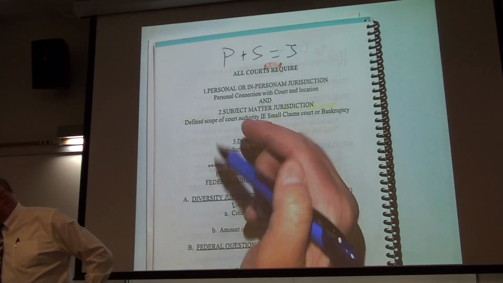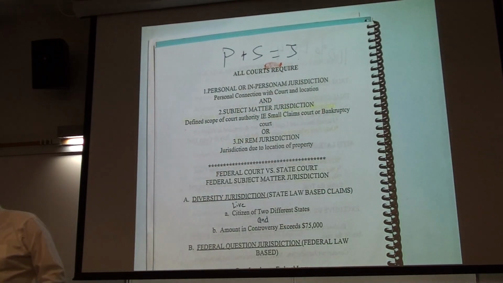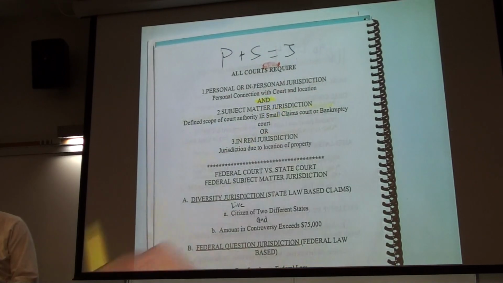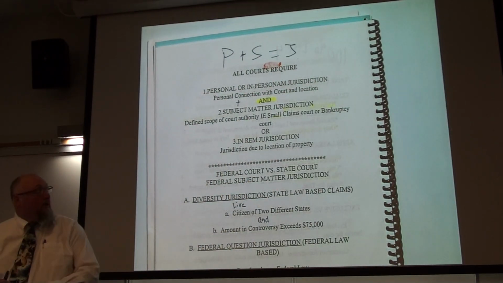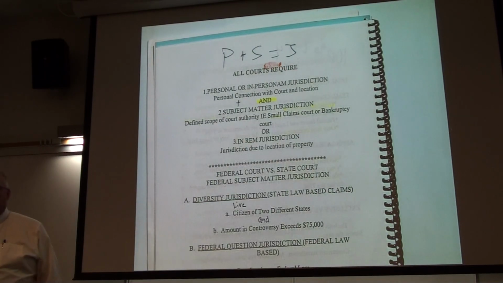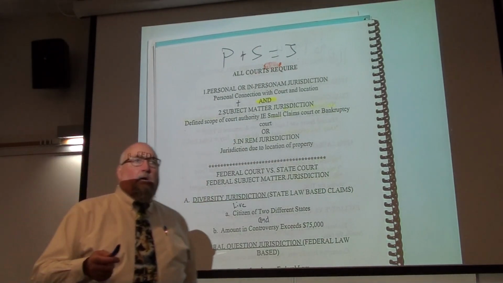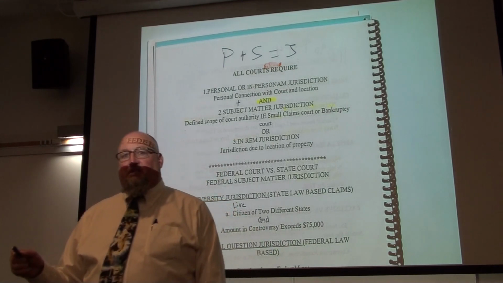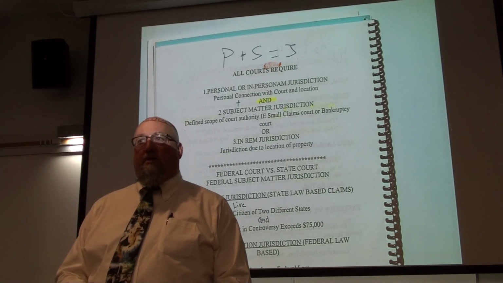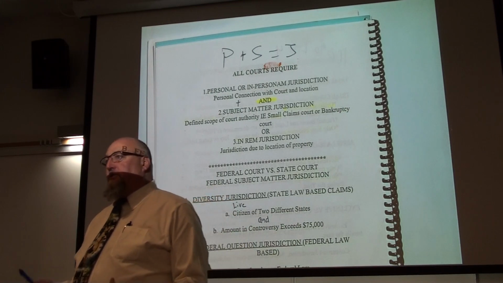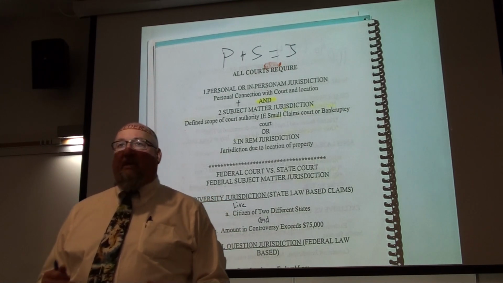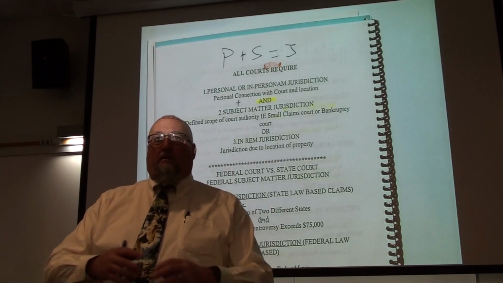All right, now we have to have plus. That's why I have and right here. I'm going to highlight and. Got to have both. Okay? So the first one, personal jurisdiction, is a location. The second component is subject matter jurisdiction. Subject matter refers to what type of case is involved.